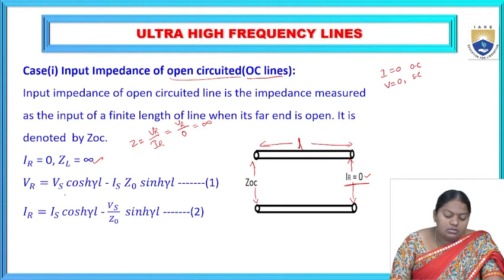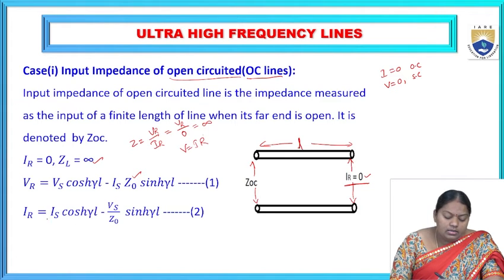Now VR is equal to Vs into cosh gamma L minus Is into Z naught sinh gamma L. We are writing the voltage equation, hence all the terms represent voltages only. So VR here, and Vs, are represented as voltages. According to Ohm's law, V equals IR, and in place of R here we have Z and I. So all resemble voltages only. Hence VR is equal to Vs into cosh gamma L minus Is into Z naught sinh gamma L.